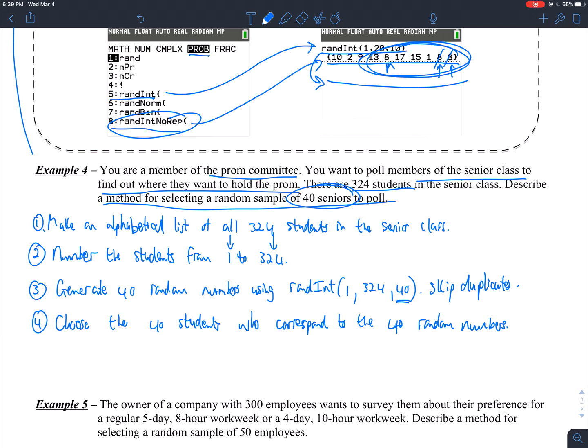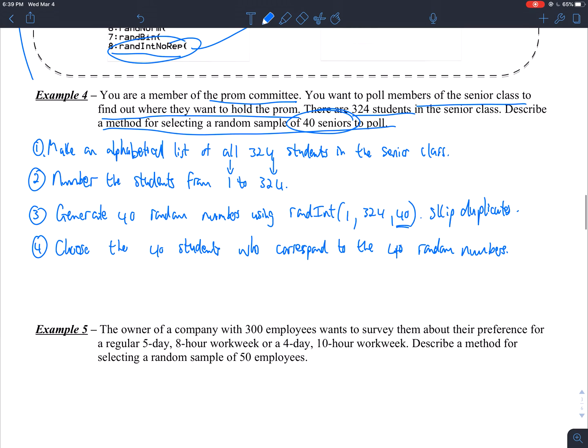Okay, so this is a strategy that anybody can follow using your calculator and come up with 40 random numbers that will be useful for selecting 40 students randomly. Okay, the next thing is kind of similar, example 5.